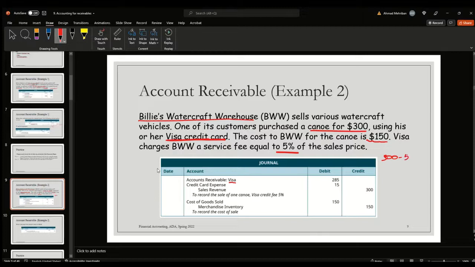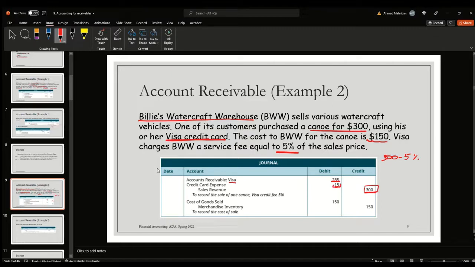That 5% that we're talking about, that's 285. Now the remaining 15, or those 5%, will be recorded to the credit card expense, because Visa is going to charge Billy's Watercraft Warehouse 5% for using the Visa card. The sales revenue, on the other hand, will be $300 as it is.